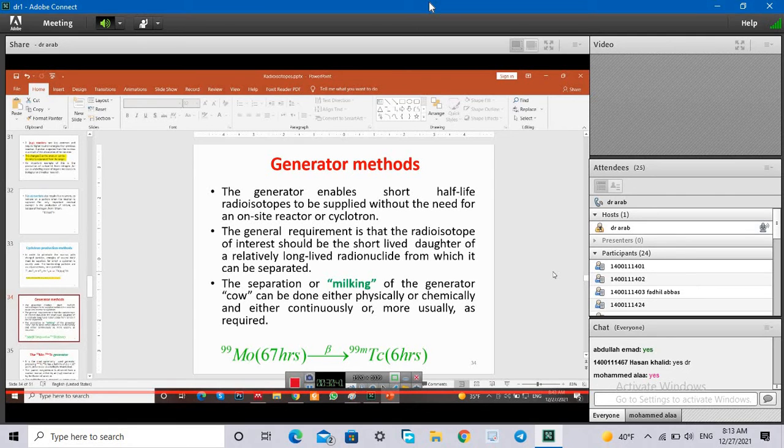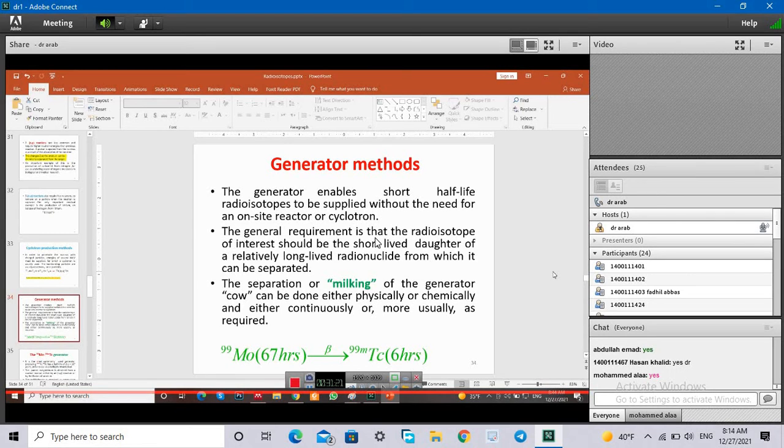And the last method that we can use to produce artificial radionuclides is the generator. It is important to know that in medicine we should use radio drugs with short half-life. So we would need an on-site reactor or cyclotron, for example, nearby a hospital or nuclear medicine center, and it is not possible. A generator system enables us to produce radionuclides with short half-life without the need for an on-site reactor or cyclotron near the hospital.